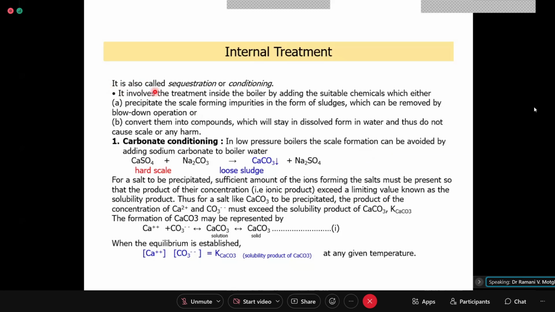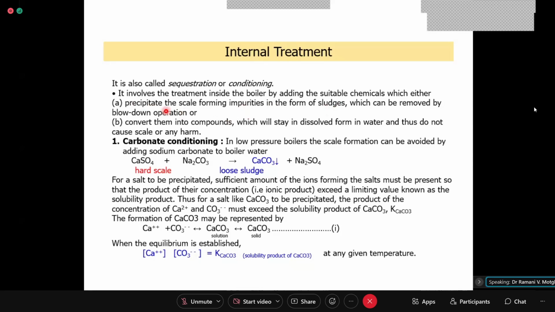It is also called sequestration or conditioning. It involves treatment inside the boiler by adding suitable chemicals which either precipitate the scale forming impurities or which prevent them from precipitating as scale.